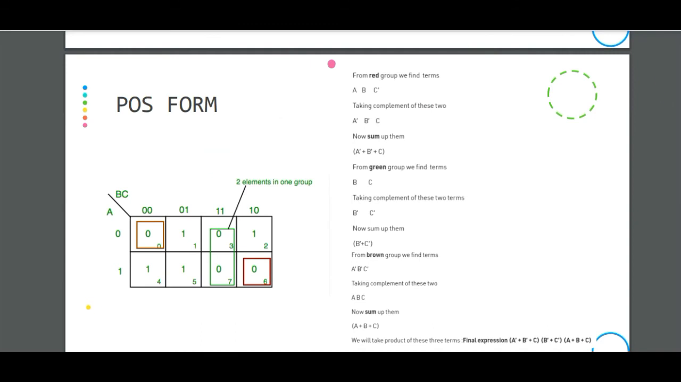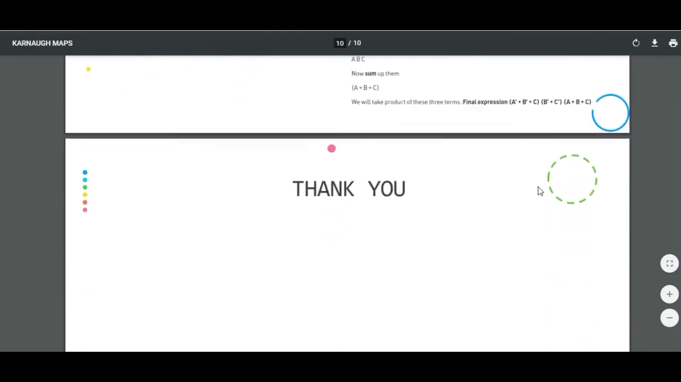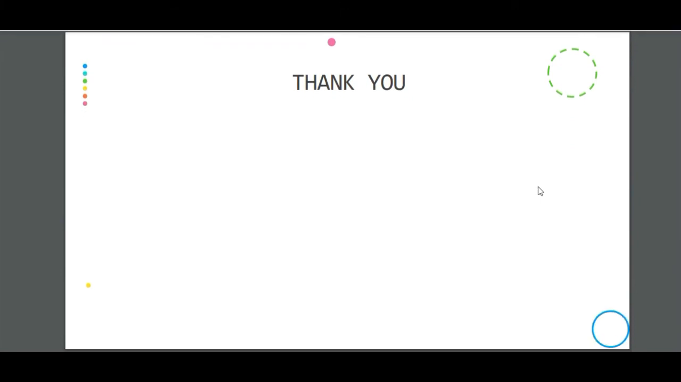Actually, this is much easier than using Boolean algebra. I'm going to put the link in the description if you need this PDF, so you can understand more about Karnaugh maps.